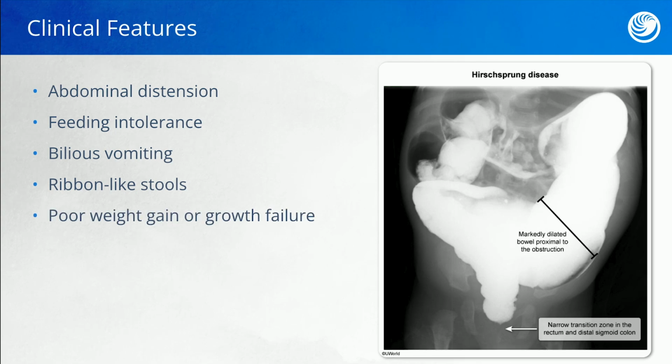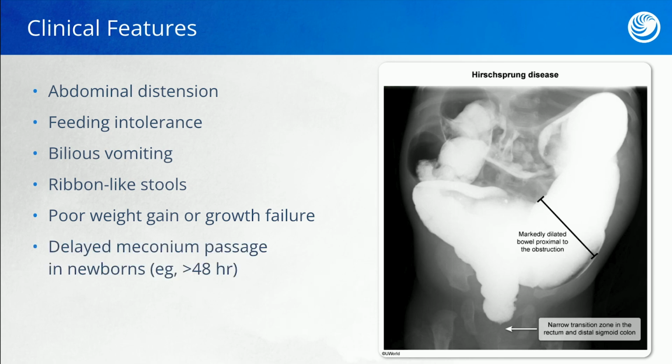Typically, infants with a healthy bowel will pass meconium, or their first stool, in the first 24 hours. So it becomes concerning when the infant has not passed meconium by the 48-hour mark, and that's when we want to monitor for Hirschsprung disease. We can diagnose Hirschsprung disease by a barium enema or a rectal biopsy.